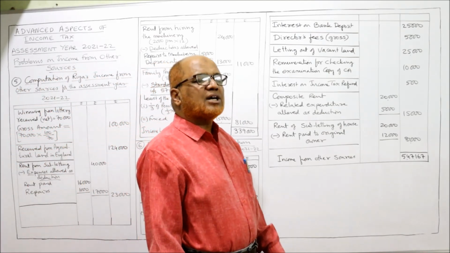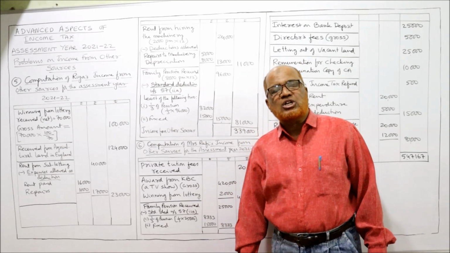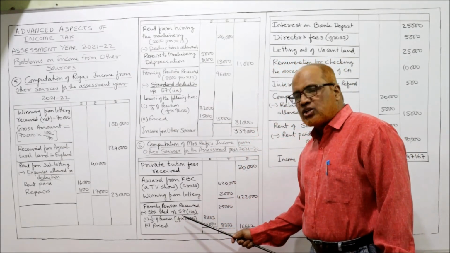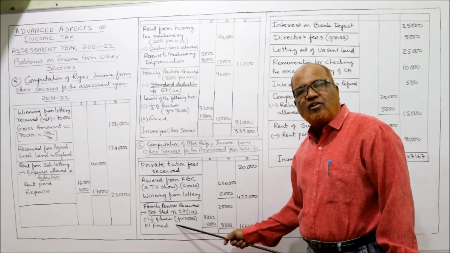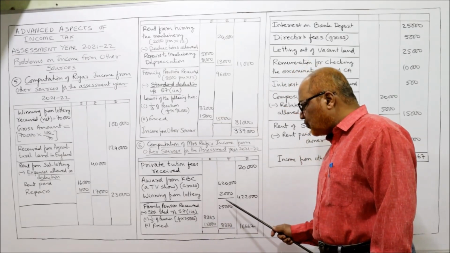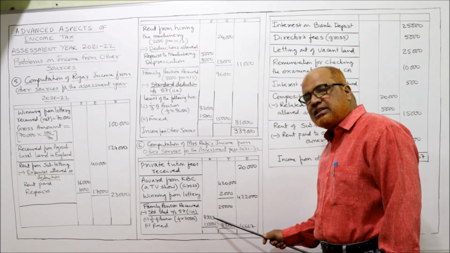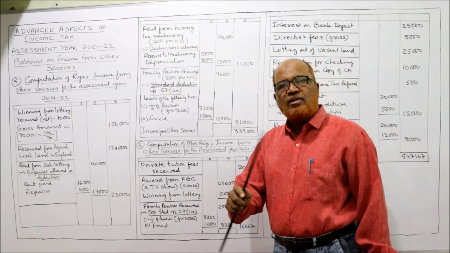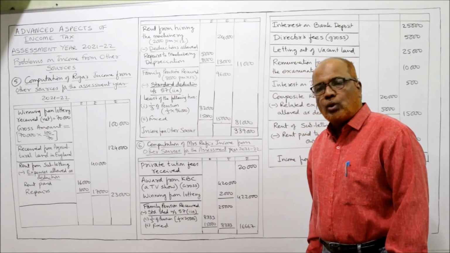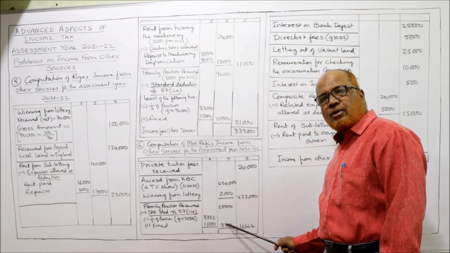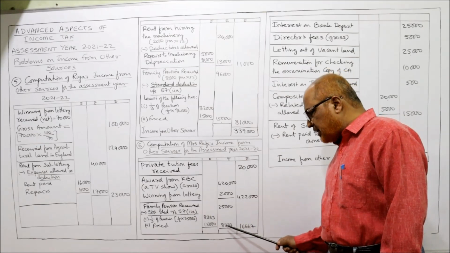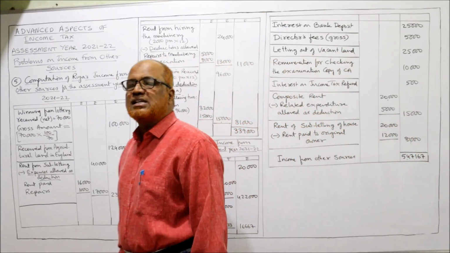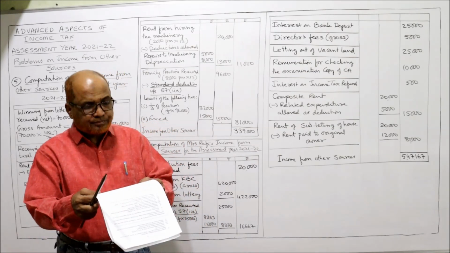From this, deduction will be allowed under section 57(2)(a), standard deduction. Standard deduction under section 57(2)(a) is 1/3 of pension. So 1/3 of 25,000 is 8,333, or the fixed amount is 15,000. Whichever is least will be allowed. So 8,333 is the least amount. So 25,000 minus 8,333, 16,667 is the taxable amount.